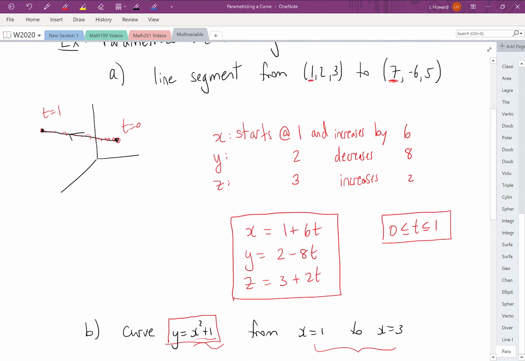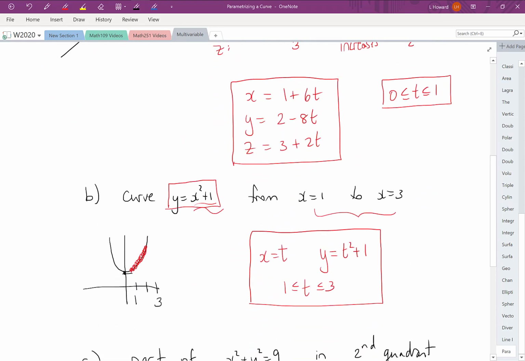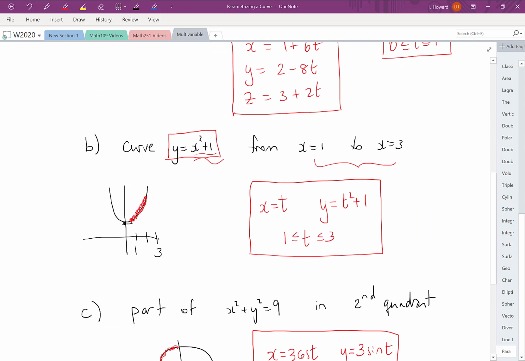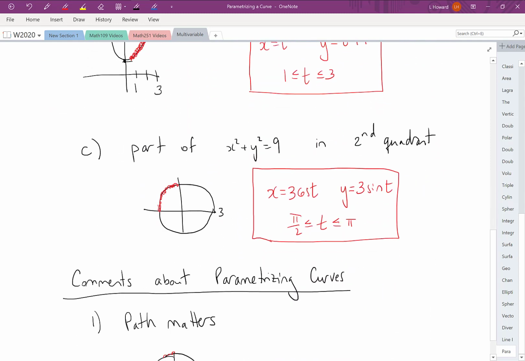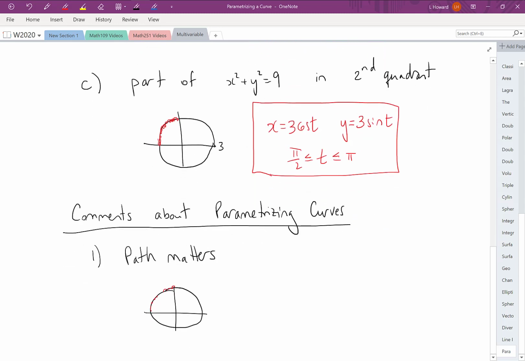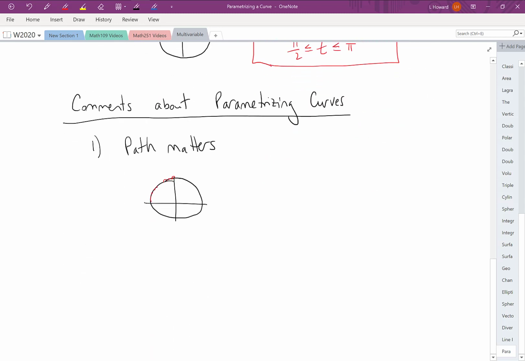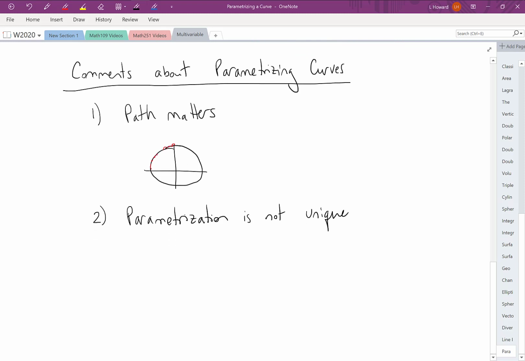Line segments are parametrized one way, curves of the form y equal f of x are parametrized another way, and then when it comes to parametrizing circles, we've got a third process. So we just want to make sure we're capturing the right set of points. Second comment is that the choice of parametrization is not unique.